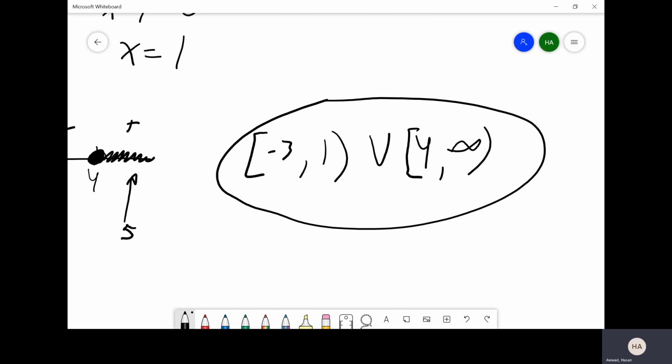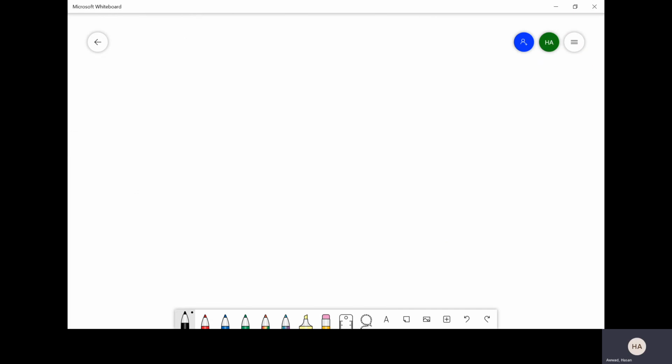Okay, guys, hopefully it wasn't too bad for you. That's it for inequalities. We'll be moving on to our next topic going into Wednesday, which I believe is equations with absolute values, if I'm correct.